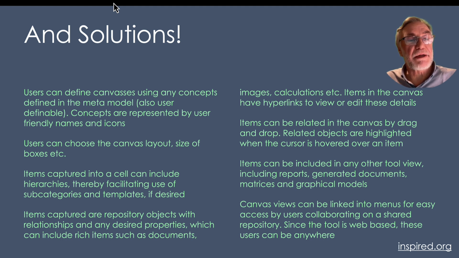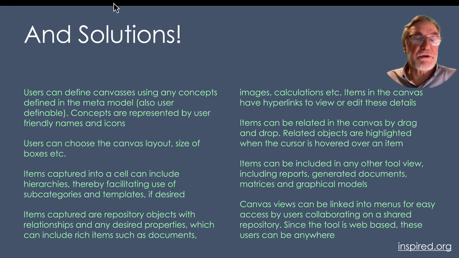The items captured into a cell can include hierarchies, which allows us to have subcategories, templates if desired. This resolves the problem of, for example, various kinds of resources. It can also allow us to see things that we link to the canvas in their broader context.